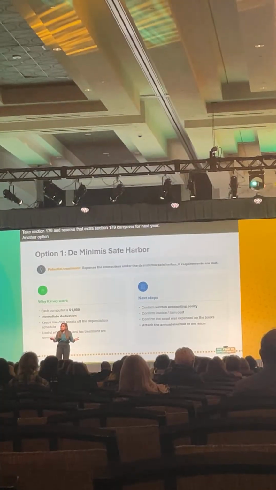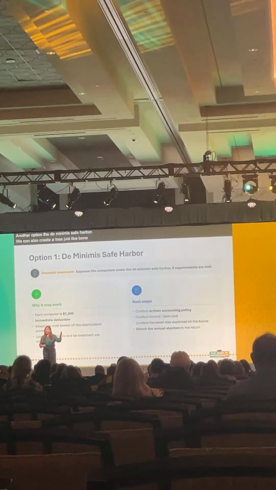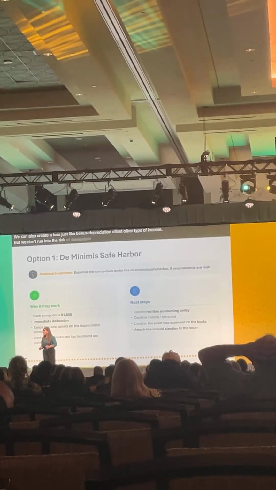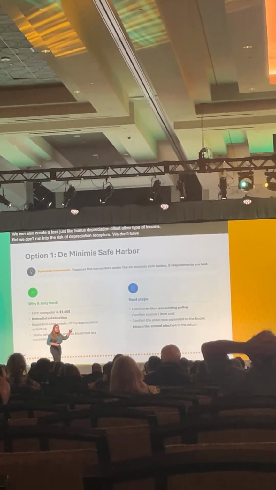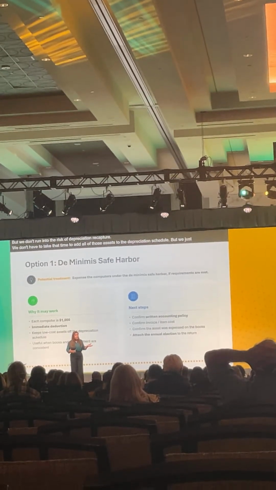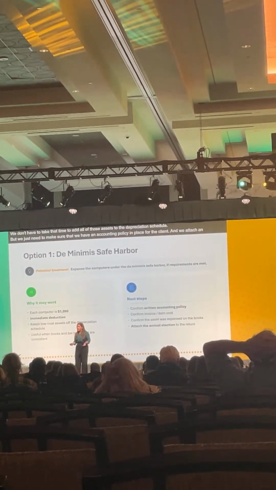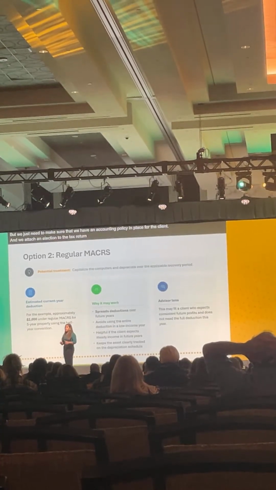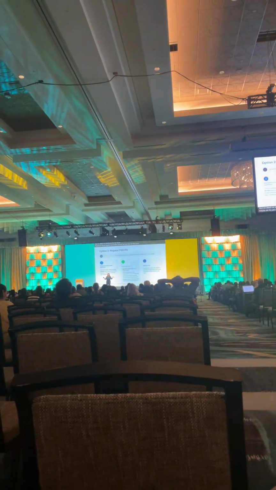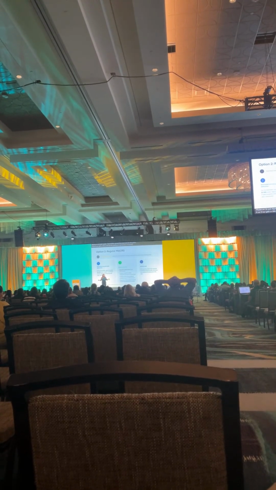Another option, the de minimis safe harbor. We can also create a loss, just like bonus depreciation, offset other type of income, but we don't run into the risk of depreciation recapture. We don't have to take that time to add all of those assets to the depreciation schedule, but we just need to make sure that we have an accounting policy in place for the client, and we attach an election to the tax return. Maybe we do just regular depreciation, spread that cost over the 5 years, if our gain or this profit on the business is going to be consistent over 5 years.